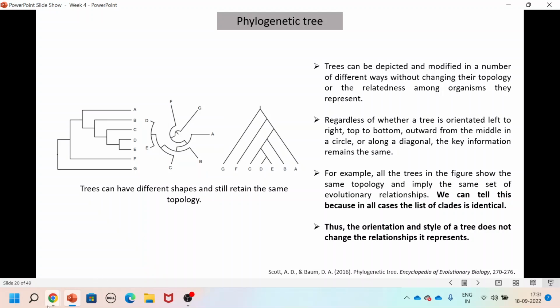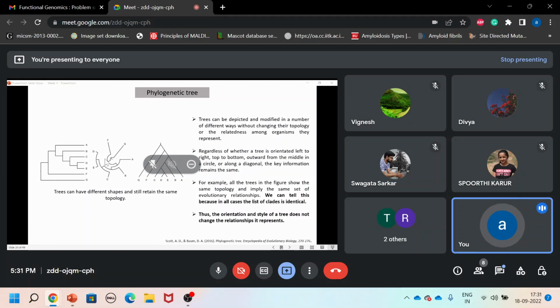Can anyone explain, although it is written on the slide, how the information in all these three trees, which are represented here differently, represents the same information? How will you analyze whether these trees are representing the same information or not?